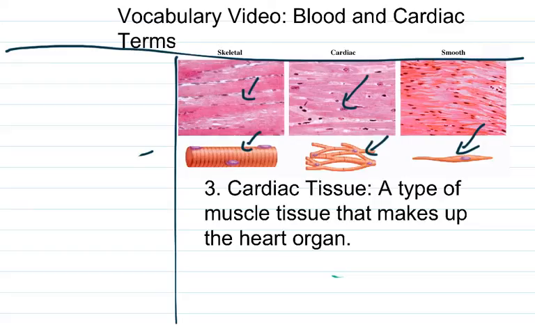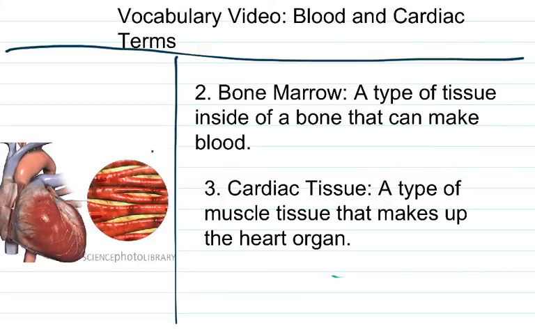So, cardiac tissue is the kind of muscle tissue that makes up a very important organ of the cardiovascular system, which is the heart. Go ahead and briefly sketch that picture out, create an original sentence, and then move on to the next thing.